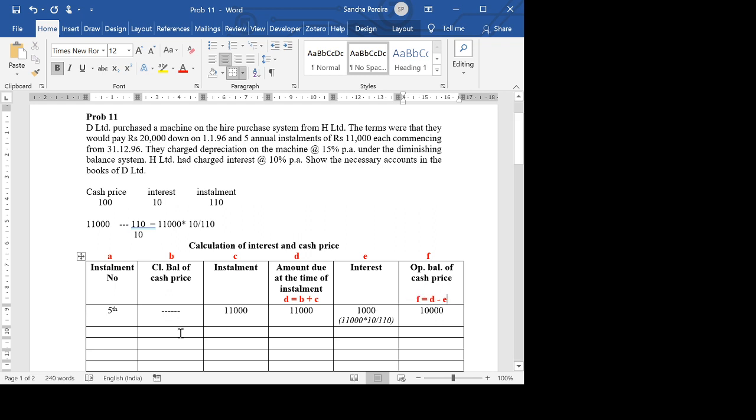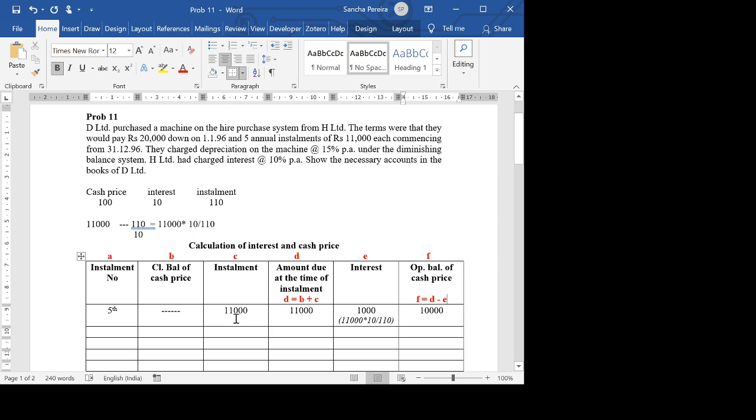So we start from the end year. Now why can't we start from the beginning? Because in the beginning there are lots of things that are included. We won't be able to find out the correct interest. At the end, what happens is just that installment that's left to pay. So just that one amount that we have, and we just have to find out the interest from that.